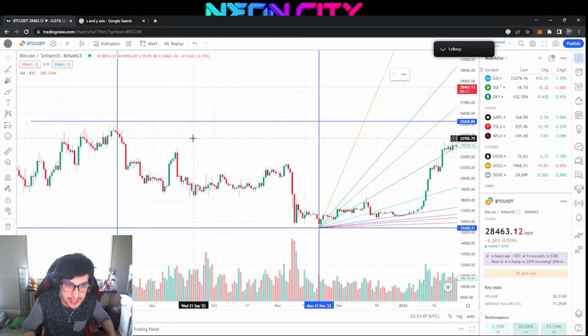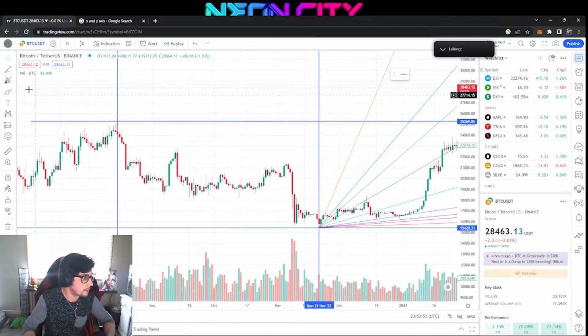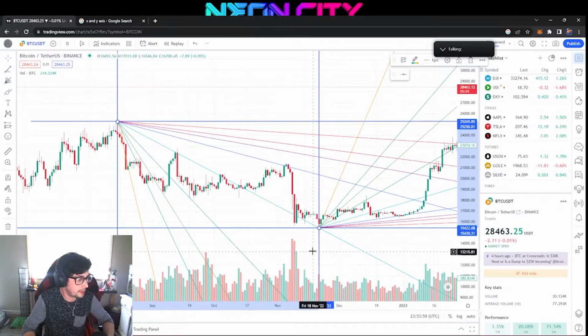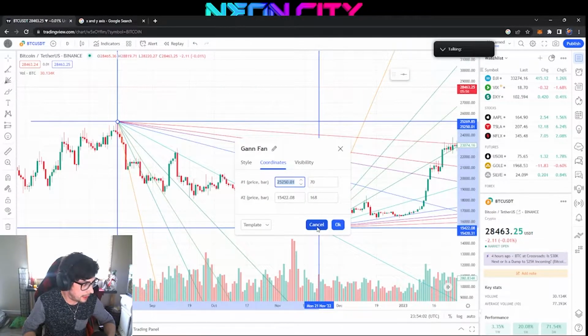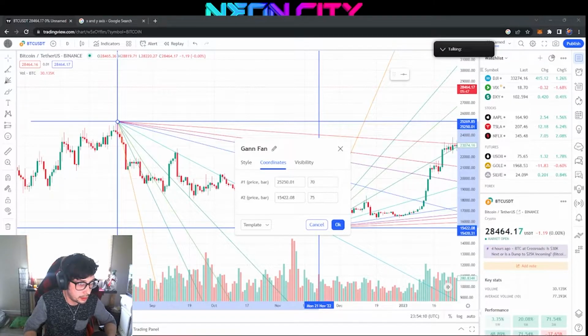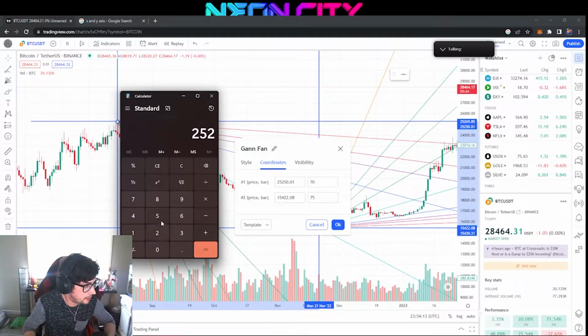So basically the same method stays true, but instead of adding, you subtract. So let me show you. Let's draw Gann fan from this high to this low. All right. Double click. 75. So we take 25250.01 multiplied by 5, because we're doing that 5 trick I taught you. And now we take a square root of that. 355.31.